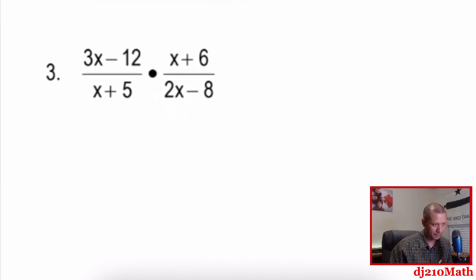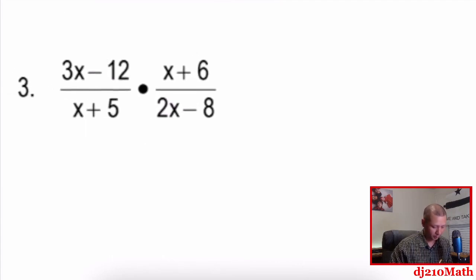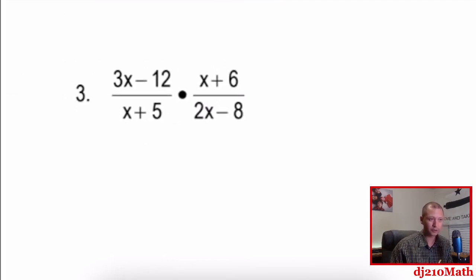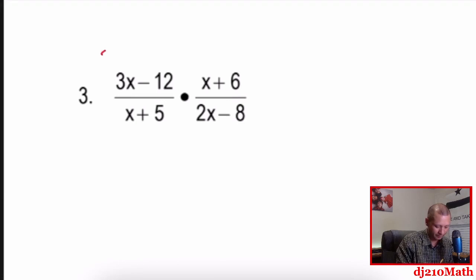Number 3. Again, it's multiplication. So we first factor what we can and then simplify. So you have to start looking ahead to see what GCF, greatest common factor, can come out. So top left, 3x minus 12, I can take out a 3. Left behind is an x minus 4. Check yourself real quick. 3x, okay, negative 12, we're good. All right, bottom left, x plus 5 is good.